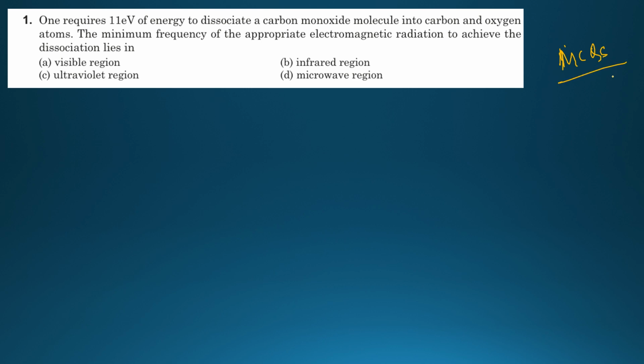One requires 11 electron volt of energy to dissociate a carbon monoxide molecule into carbon and oxygen atoms. The minimum frequency of the appropriate electromagnetic radiation to achieve the dissociation lies in the visible region, infrared region, ultraviolet region, or microwave region. Please try. Easy question. You need to remember the wavelength. So please try.